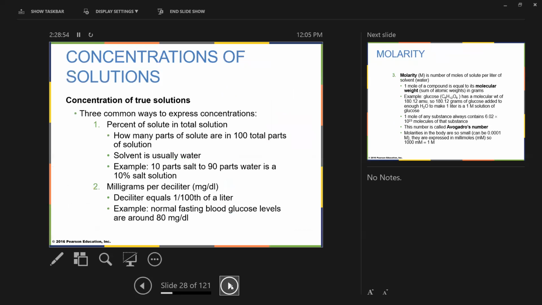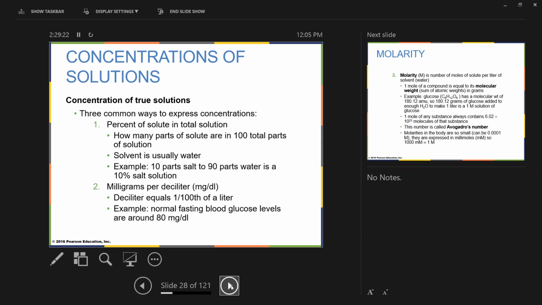So how do we measure solutions? Well, it's a really easy process. And this is where, again, there's a healthcare perspective on this. It's percentage. The percent of salt in normal saline is about 0.9%. So your IV bag of normal saline is going to be 0.9%, which just happens to be the same percentage of salt in our plasma.